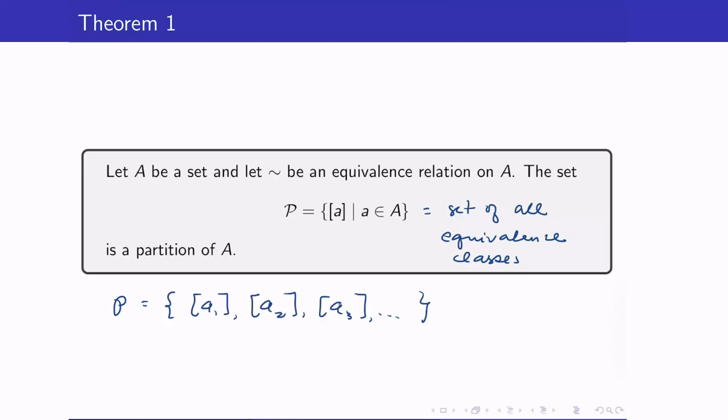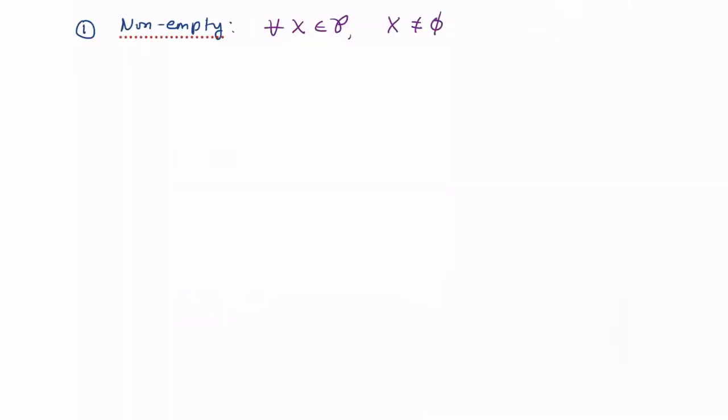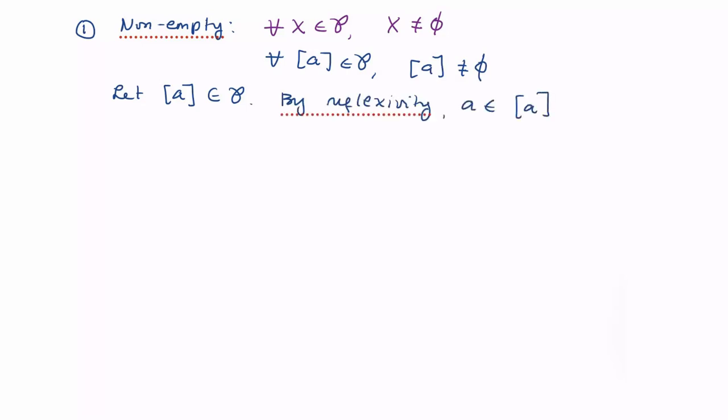Alright, so we will now show that this forms a covering. The first property, non-empty. Let us recall the definition of the non-empty property for partitions. We have for all X in P, we want to show that all of them are not empty. I will just write this using the context that we have. In our context, what are the elements of our partition? The elements are equivalence classes. So we will write it as for all A in the partition, this is not empty. Why is this true? Because we are sure that this equivalence class will contain A. Let this one be an arbitrary element of P. So by reflexivity, we know that A is contained in the equivalence class of A. And so this is not empty.